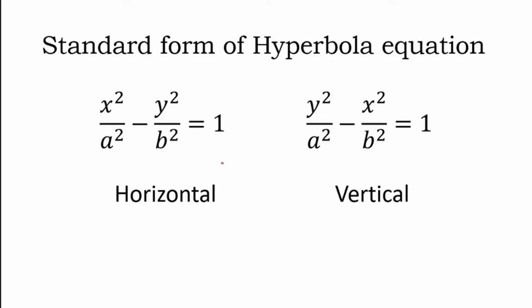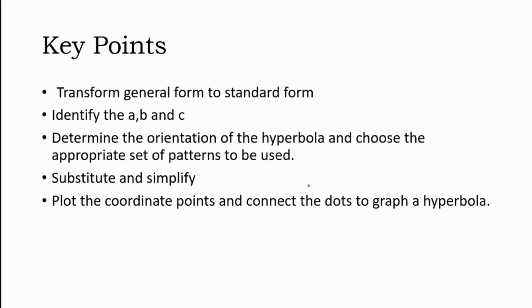X squared over a squared minus y squared over b squared equals 1, and it has horizontal orientation. Y squared over a squared minus x squared over b squared equals 1, and it has vertical orientation. Key points: transform general form to standard form. Identify the A, B, and C. Determine the orientation of the hyperbola and choose the appropriate set of patterns to be used. Substitute and simplify. Plot the coordinate points and connect the dots to graph the hyperbola.